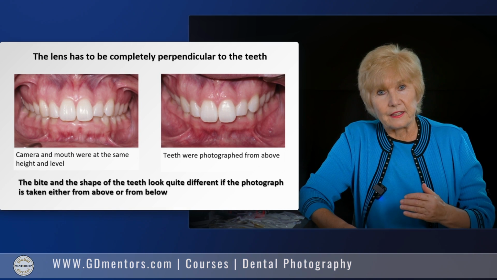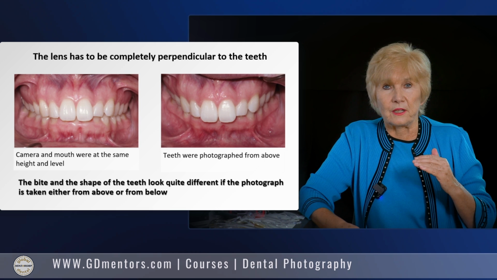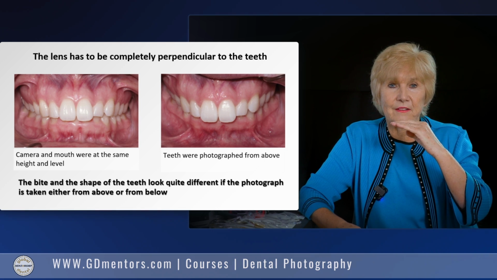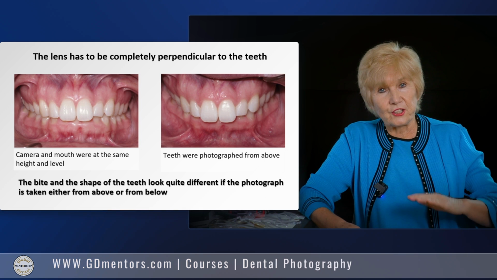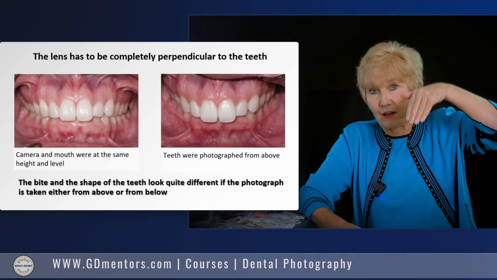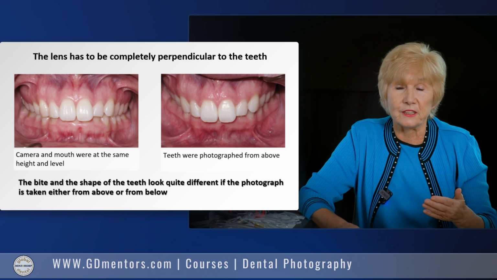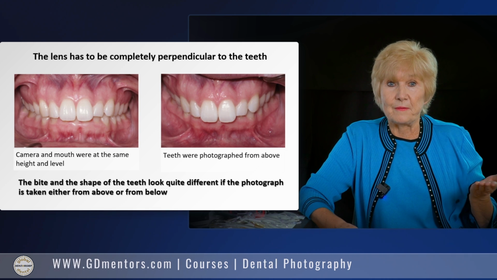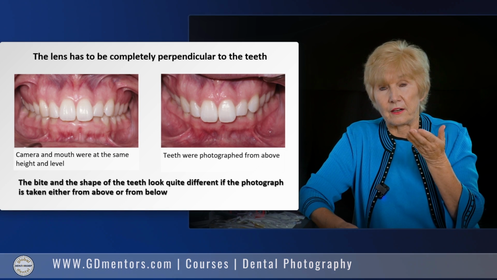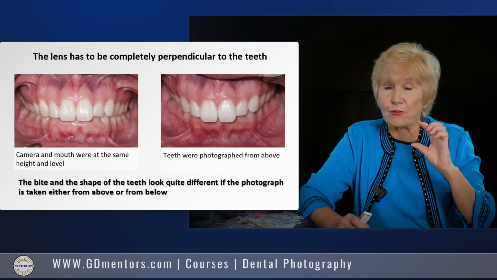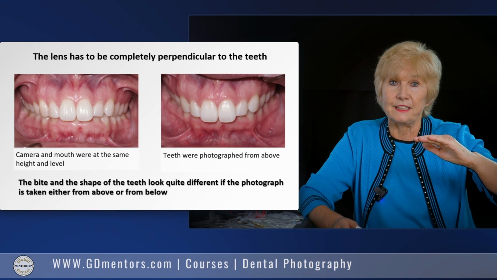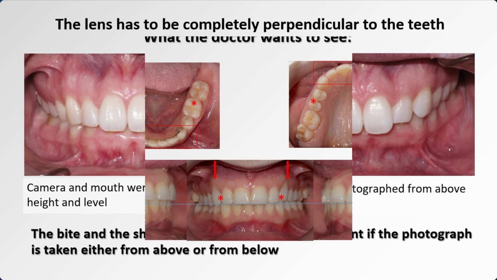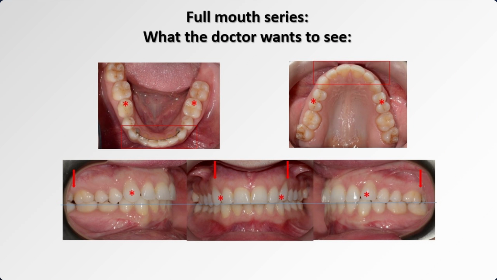So positioning is key. Your camera has to be at the same level as your mouth. If the patient is sitting too low, you're shooting down, and you can see that you're giving the patient a totally different bite. So raise the patient as much as you can so it's at your level. Make sure that you are standing comfortably with the camera right at the same level of the teeth, and then take the photograph. So this is the series that the doctor would want to see. Anterior, right and left lateral, and then the mandibular and the maxillary view.